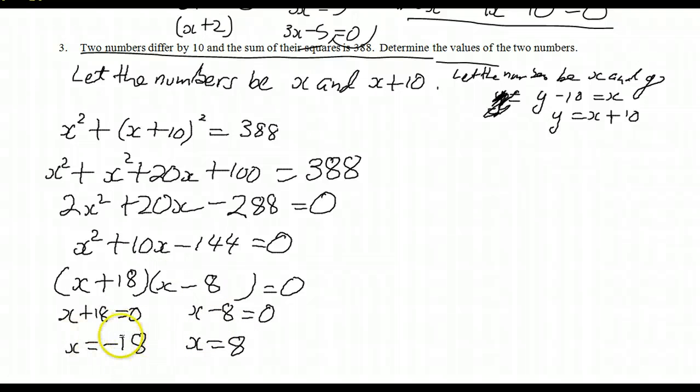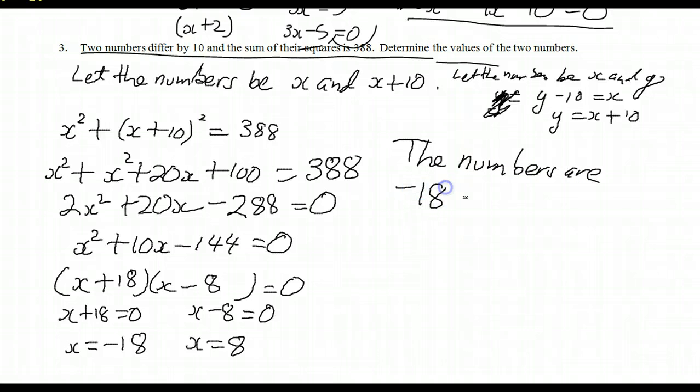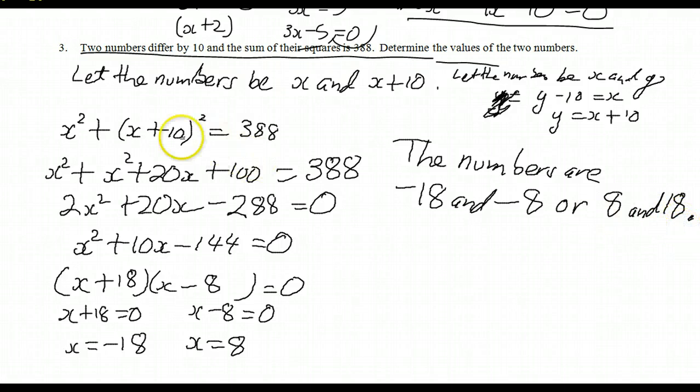If x is negative 18, then the other number is x plus 10. So the numbers are negative 18 and negative 18 plus 10, which is negative 8, or, well, if x is positive 8, then this is 10 greater, which is positive 18. So, 8 and 18. So being a word problem, we need a few things here.